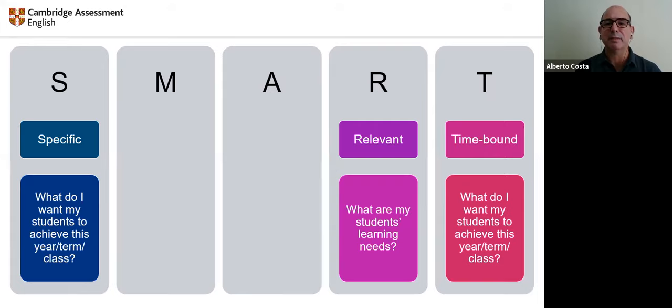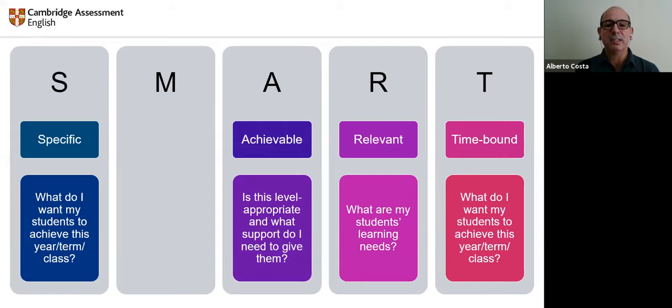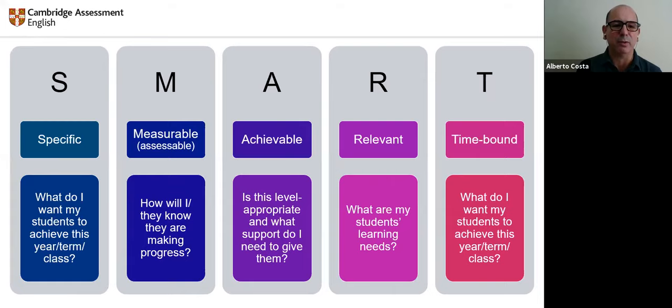Also, it's important to make the goals achievable. So is what we are going to propose to learners level appropriate? And what support do I need to give them? And making goals measurable and accessible. So how will I, or how will my students know that they are making progress? So this is what we mean when we talk about creating SMART goals.